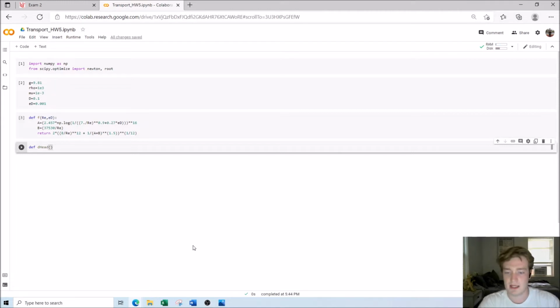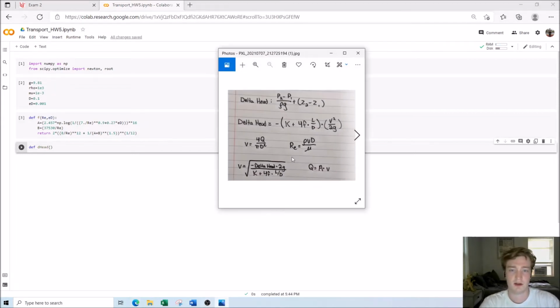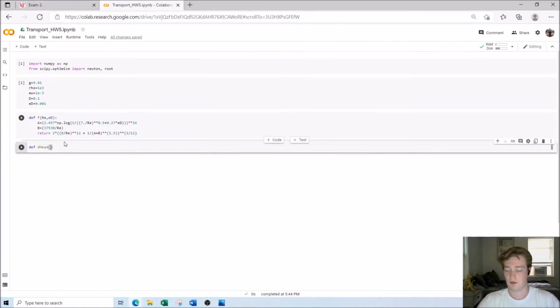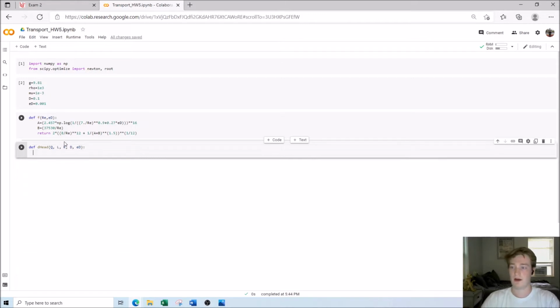Now, what do we want inside a delta head? Let's take a look at that equation again. We want a K value, the fanning friction factor, the length, the diameter, and the velocity. And then if we look again at the Reynolds number, we need the velocity, but for the velocity, we need the flow rate. So what are we going to import into here? We're going to need a flow rate, the lengths, the K values, the diameter, and the relative roughness, right?